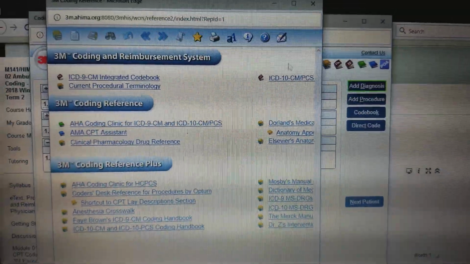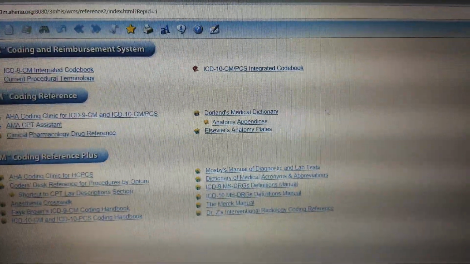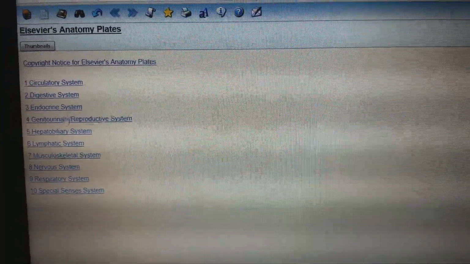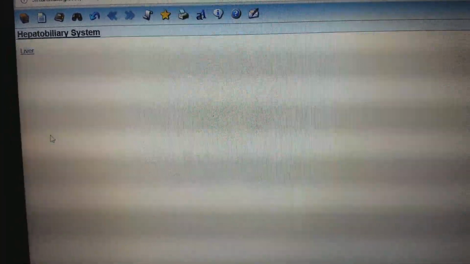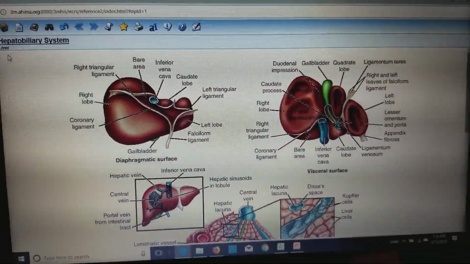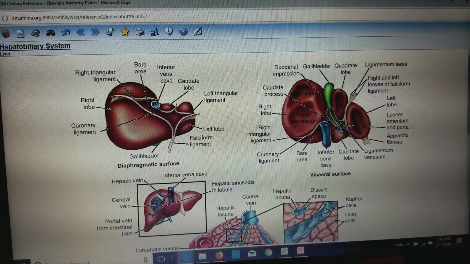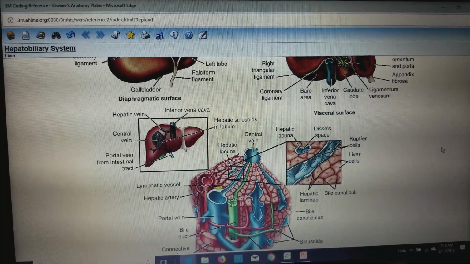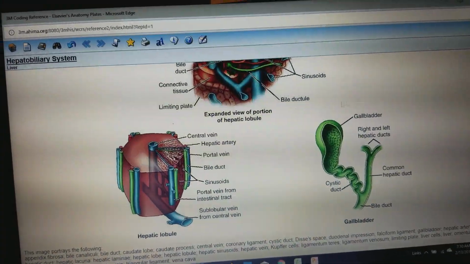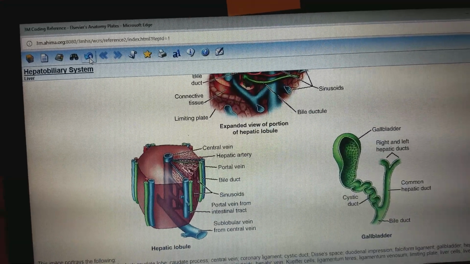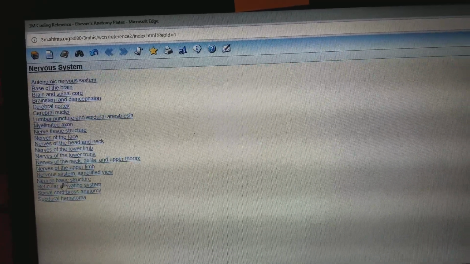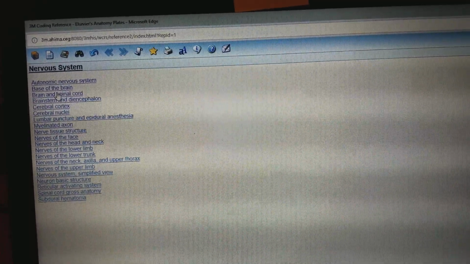You also have your reference books up here. If you wanted to open a reference book, let's say you weren't sure what body part was being worked on, then you could pull open your Elsevier anatomy plates, and you can look at different body systems, actual pictures of different body systems of your choice. And they gave you these nice little pictures that show you where things are located, right lobe, left lobe. Some of them can be very detailed, the gallbladder. These are really neat plates, Elsevier plates. And you go hit your back arrow at the top, and you can go back and look at a different body system, like the brain and spinal cord.